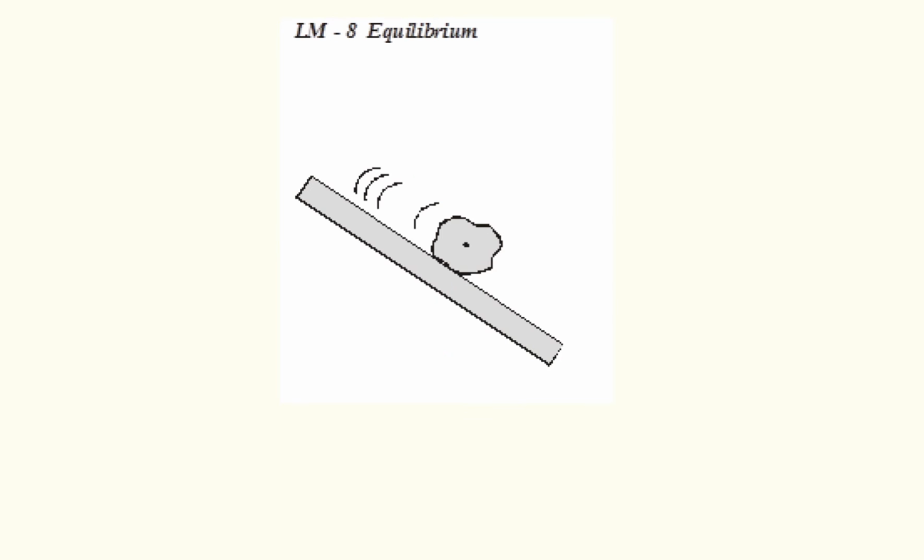Our last one is LM8, which shows a rock that is sliding down an incline, and it says it's in equilibrium. The equilibrium tells you that everything is in balance. So we do have a little bit of friction, and the friction is causing it to go down at a constant speed. So I'm going to start out with gravitational force. Then we also have normal force.